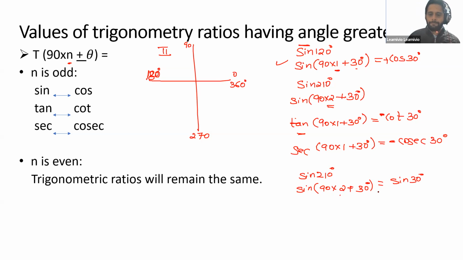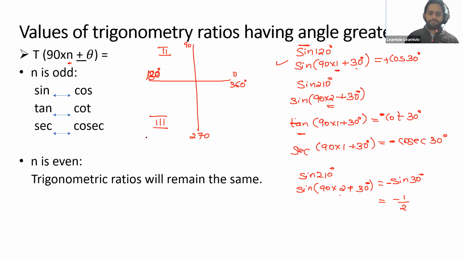Is this clear? Yes, sir. Hutika, is this clear? Okay. Now again, the sign will be decided by the original ratio. Now 210 lies in which quadrant? Third quadrant. Okay, so in the third quadrant, is sine positive or negative? Negative. In the third quadrant, sine is negative, so we will put a negative sign here. We already know the value of sine 30, which is 1 by 2, so we will write minus 1 by 2. Okay, so this method is clear.